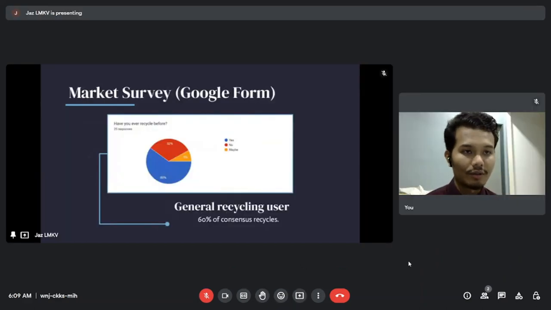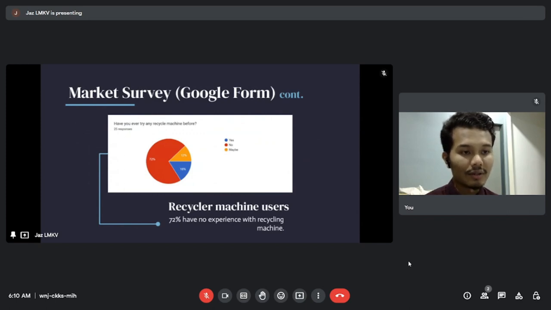Now, moving on to the market survey through Google Form that was distributed to the people of Selangor, we found out that a total of 60% are general recycling users. The general recycling user is usually a user that recycles with bins and anything that counts as a recycling activity. Second, we found that out of all those general recycling users, a staggering 72% have no experience of using a recycling machine due to how few recycling machines are scattered around Malaysia, thus making a potential market for a recycling vending machine.